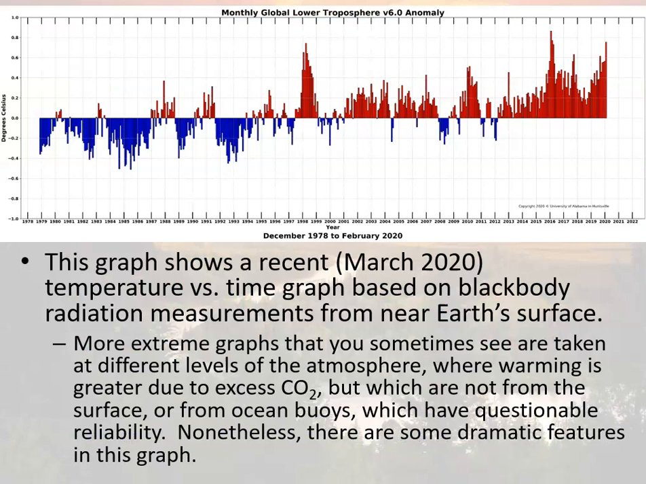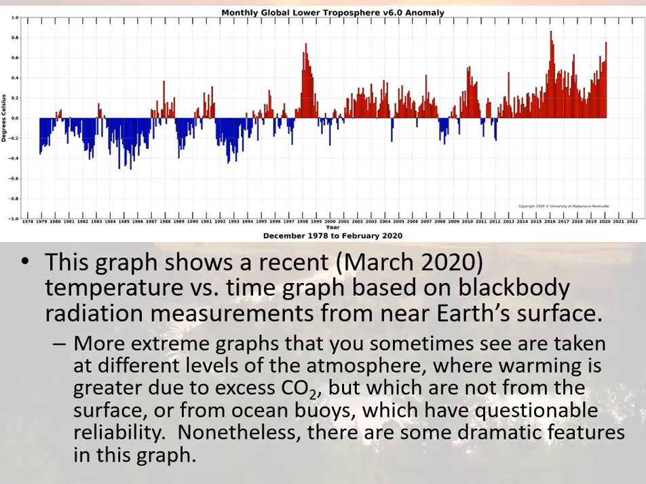So this is a histogram of the temperature anomalies over the past 40 plus years since the satellite went up. These data are kept by the University of Alabama at Huntsville, and they have a satellite system that measures the black body radiation measurements from Earth's surface.